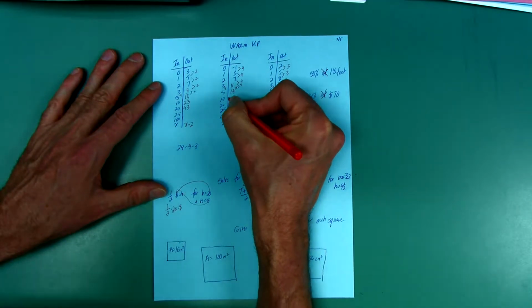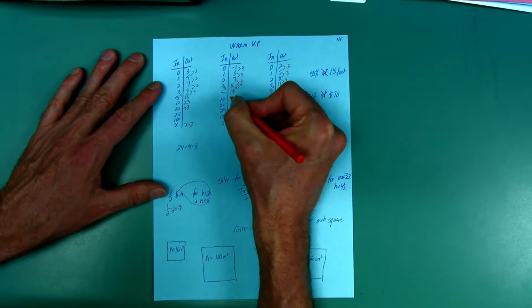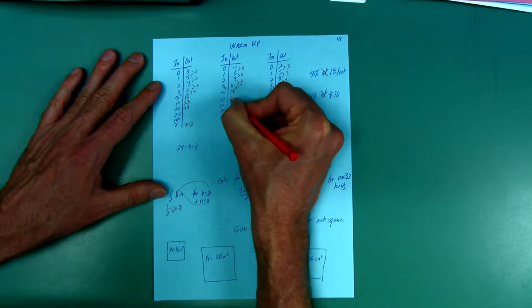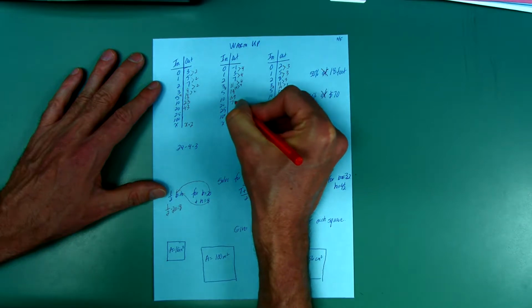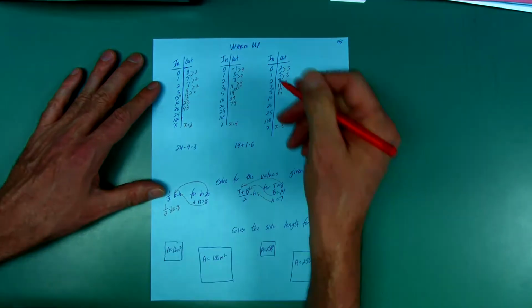When 10 goes in here, 39 is going to come out. And when 20 goes in, 79 is going to come out. So, okay, that's a couple more hints there.